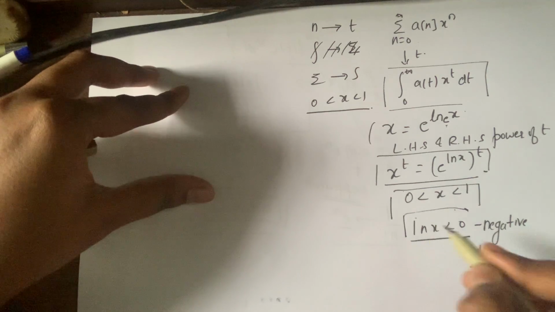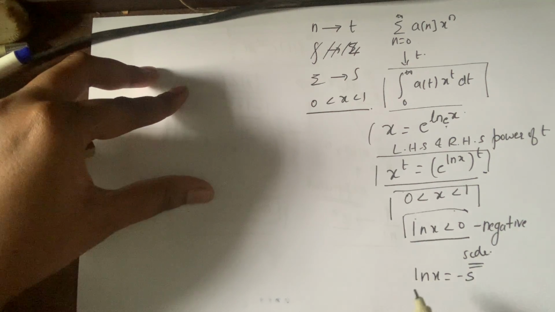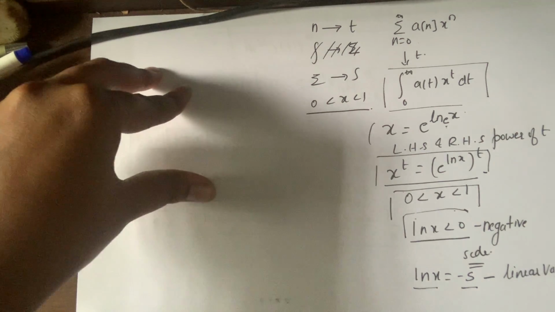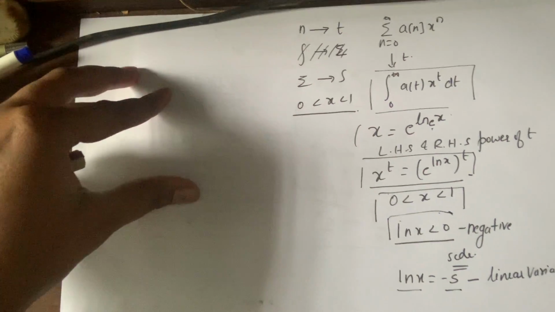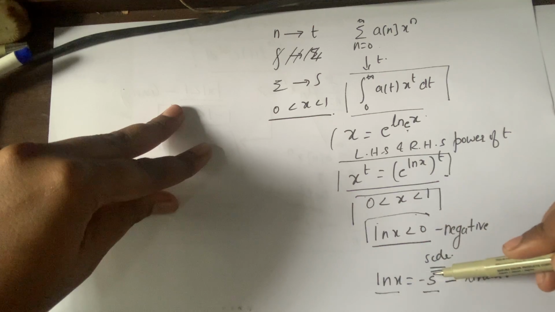Since this is on the negative side, what we can do is equate ln of x to a variable minus s. That means when this guy becomes negative, this guy will go positive, right? So s is just a linear variable which I'm equating ln of x to. You can see ln of x is minus s.